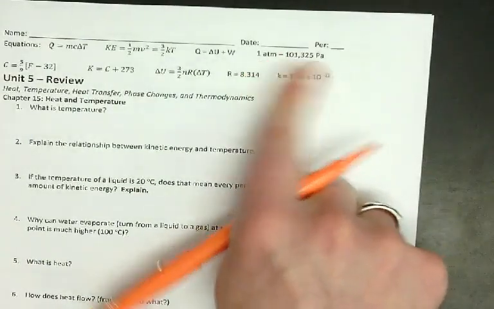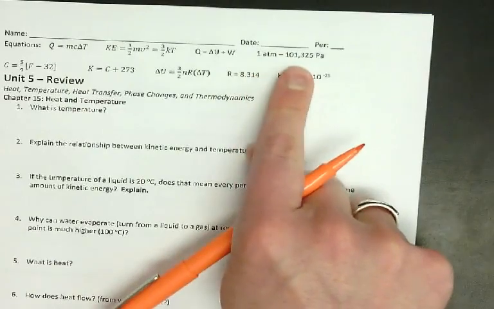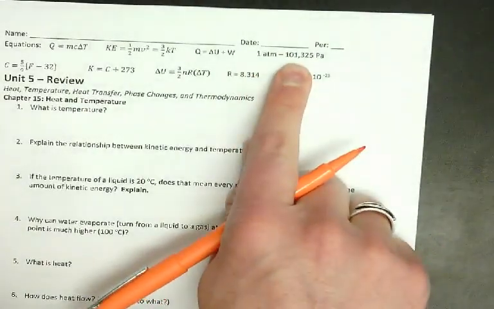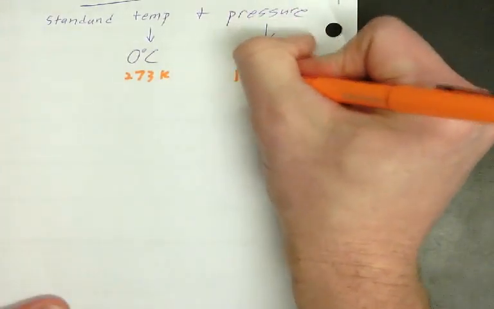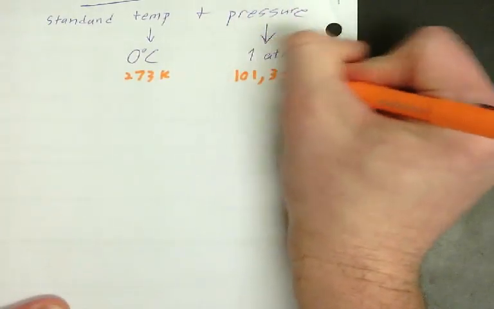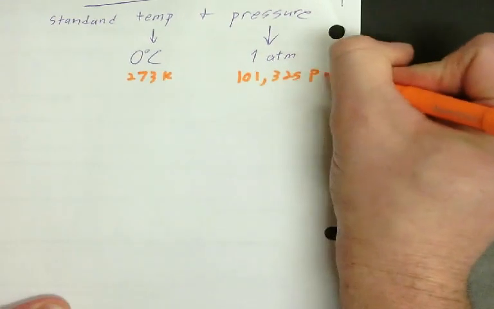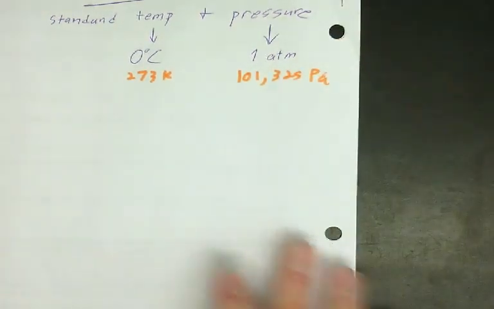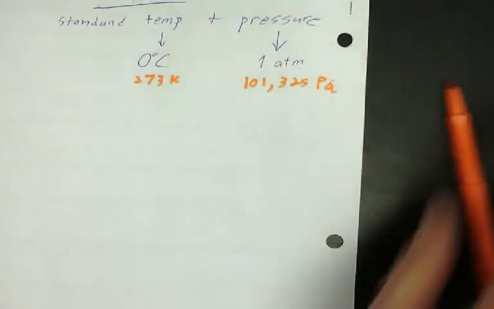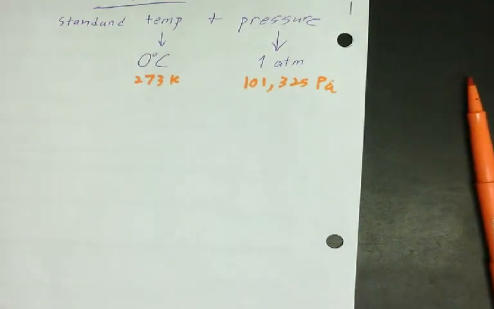And I give you the atmosphere to pascals relationship here. 1 atmosphere is 101,325 pascals. So you don't have to memorize that. It's on your test. Just make sure you know temperature and pressure. Okay. Any questions there?